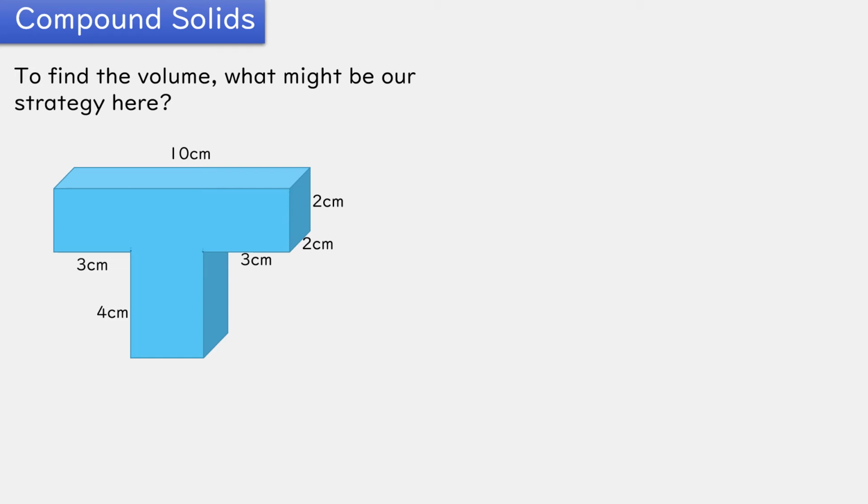So let's have a look. I'm going to split that shape into those three bits there, A, B and C. And if I work out each one of them, I can then add up the total volume and I've found the volume of the whole shape.